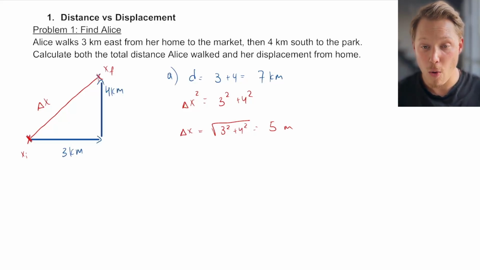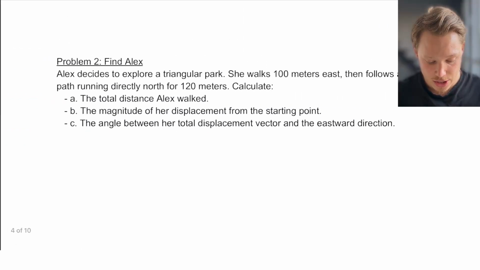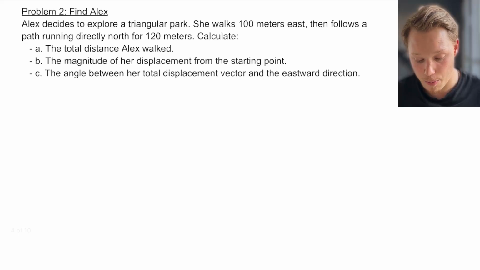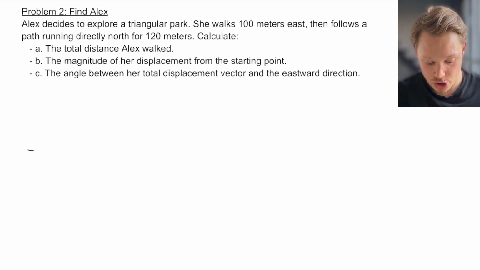Great. Now, I want you to try the next problem by yourself. See if you can get it. It's going to be a very similar problem, but now instead of Alice, we have Alex, who decides to explore a triangular park. She walks 100 meters east, then follows a path running directly north for 120 meters.